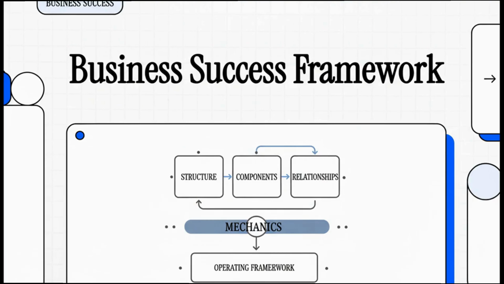In this explainer, we're going to deconstruct business success into an operating framework. Our objective is to map its structure, identify its core components, and clarify the cause and effect relationships that govern how it functions. We'll be focusing exclusively on the mechanics of the system.